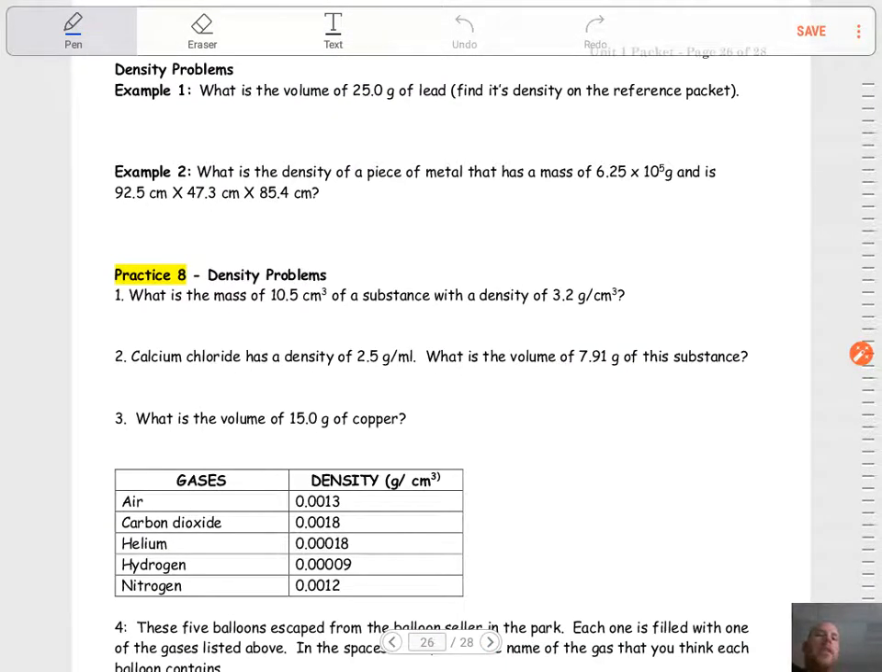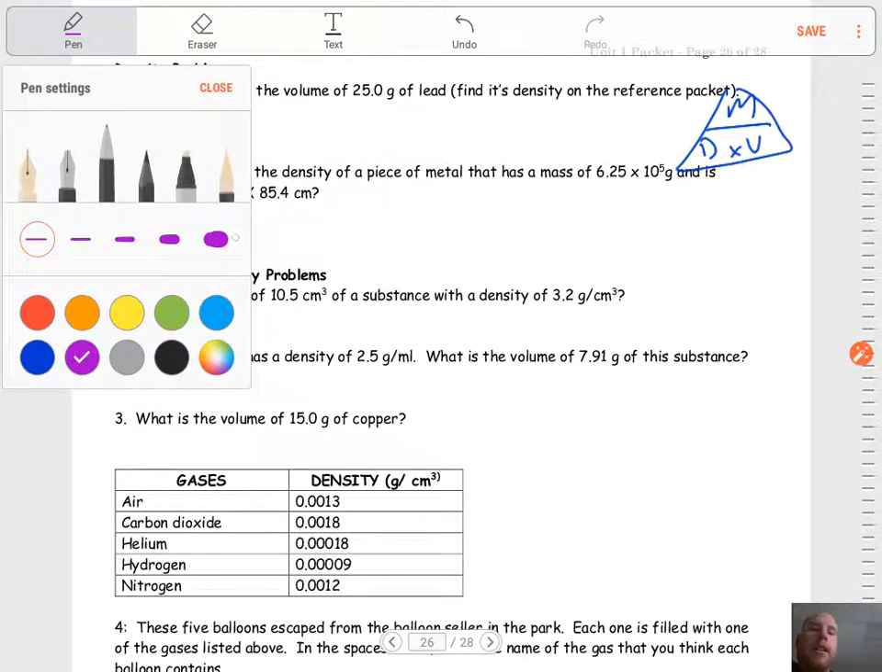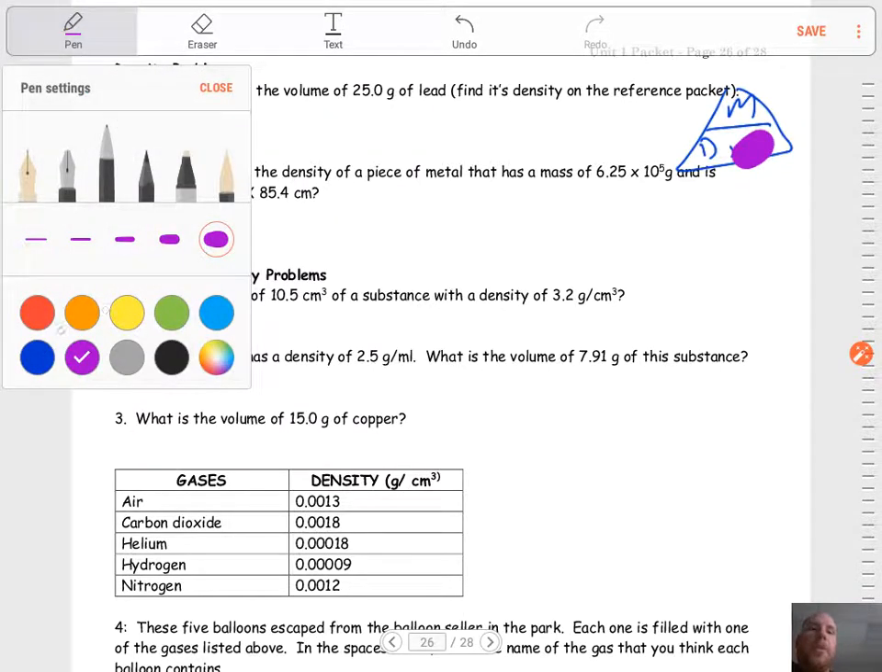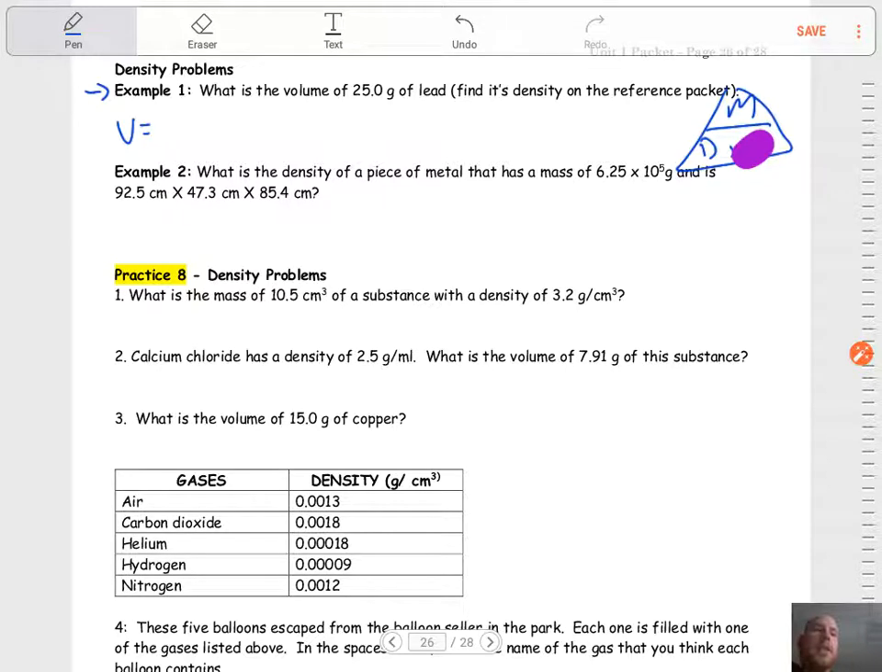So here's some density problems, guys. I'm not going to really spend too much time with them, but let's take a look at example 1. It says, what's the volume? So we're looking for V. So think about your density triangle, right? Mass on top, density times volume on the bottom. Cover up that V to get your formula for volume. So our formula here, and we could solve the equation, or this is just a quick way, mass divided by density.